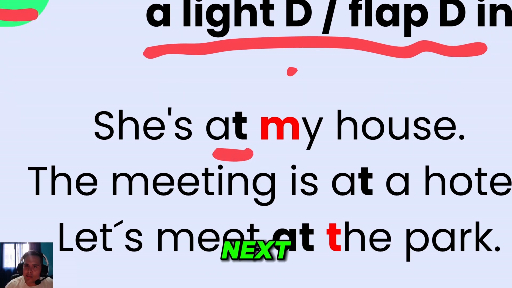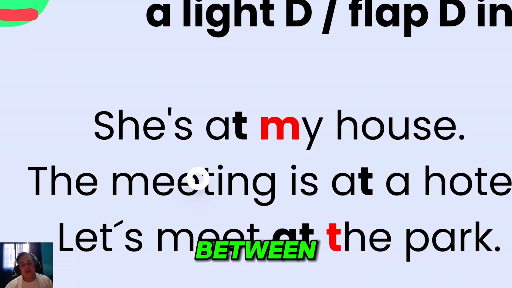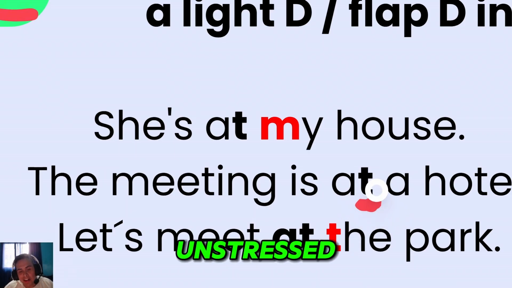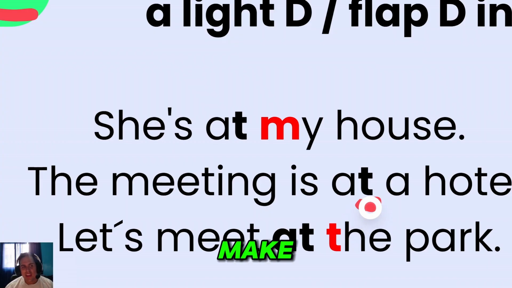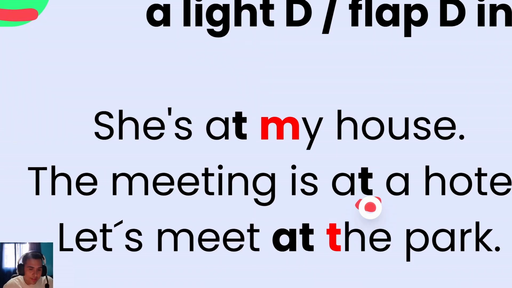But what happened in the next one? If the T is between two vowels, like we see here, two vowel sounds, the T becomes unstressed. And we make it like a flap D or flap T, it's called. Usually for Spanish speakers, it's called the flap R, because it's similar to the R in Spanish, but it's not the same.